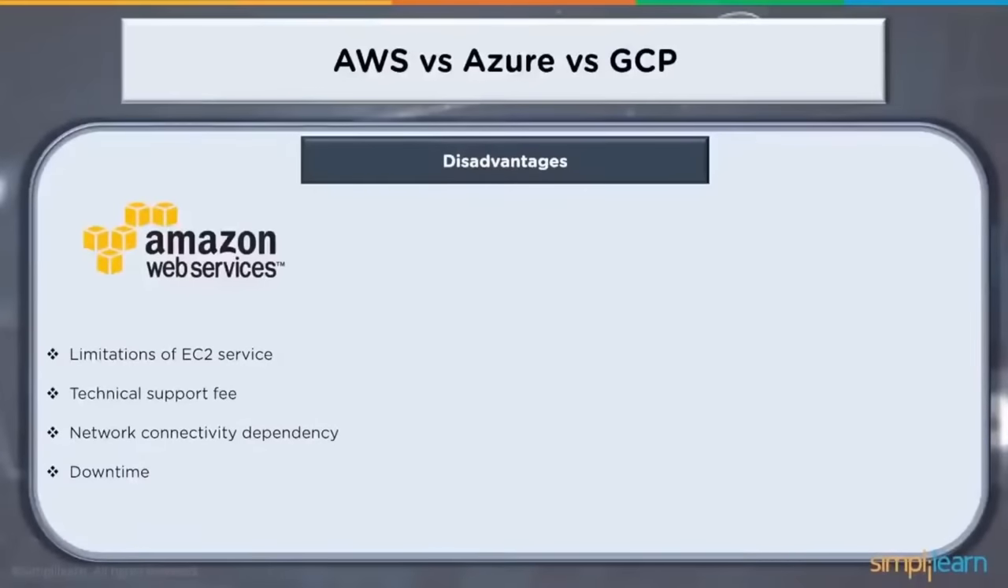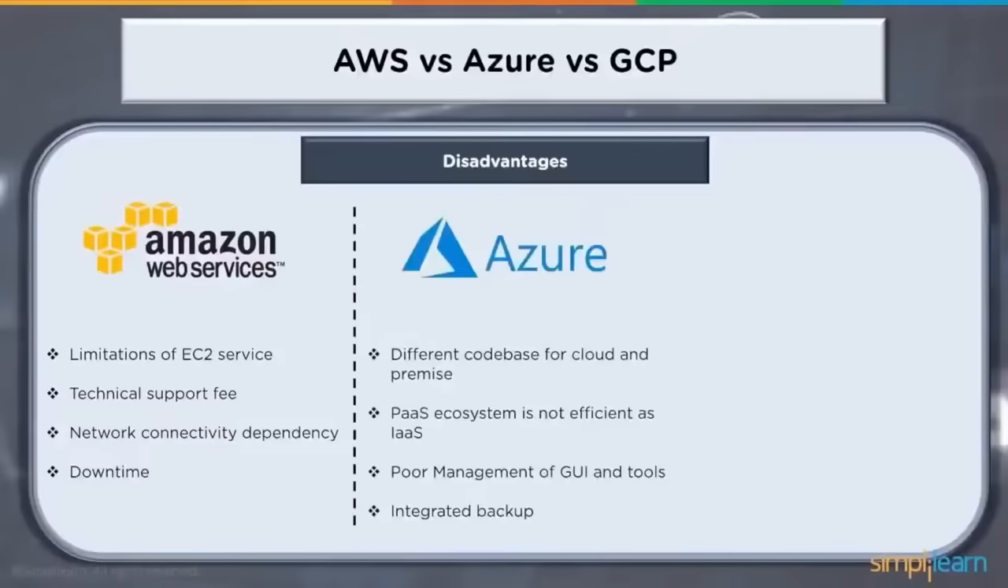When it comes to disadvantages, in AWS, you have limitations when it comes to the EC2 service. There are different options in the kind of machines which you can choose to work on. You have a technical support fee which is incurred, network connectivity, and also downtime, which might occur when you're migrating. Azure has a different code base for cloud and premise.